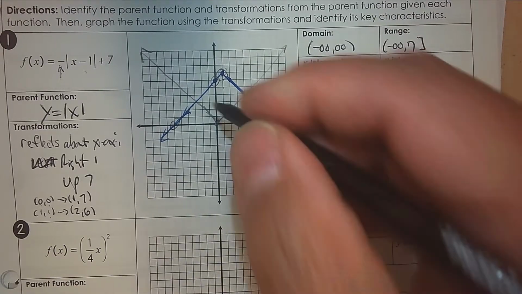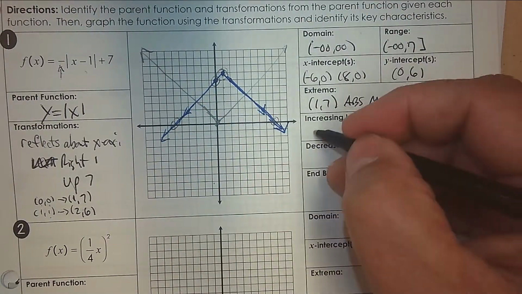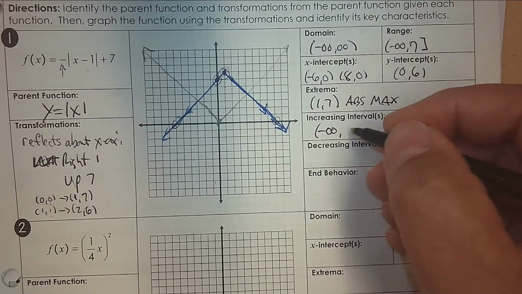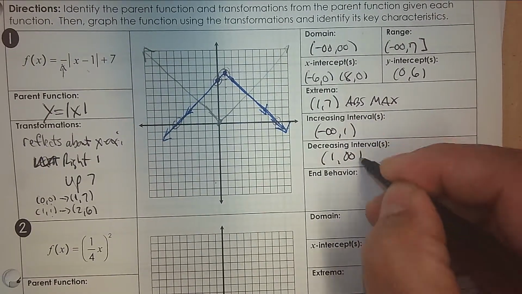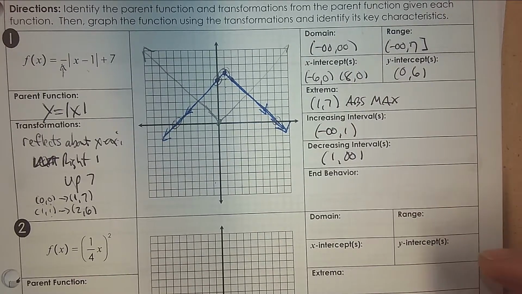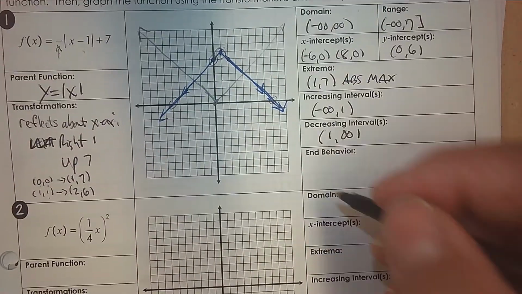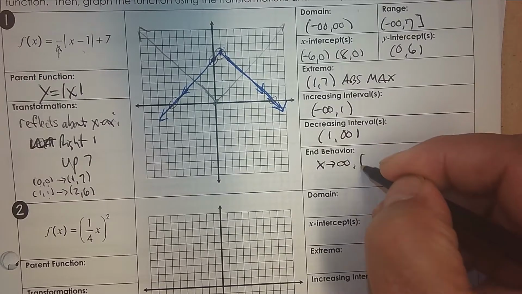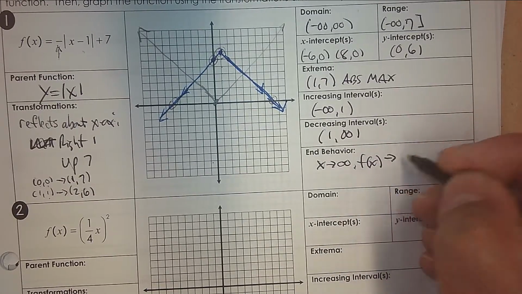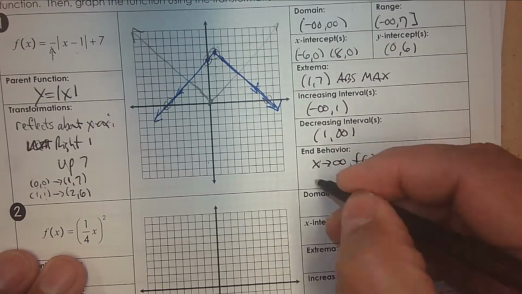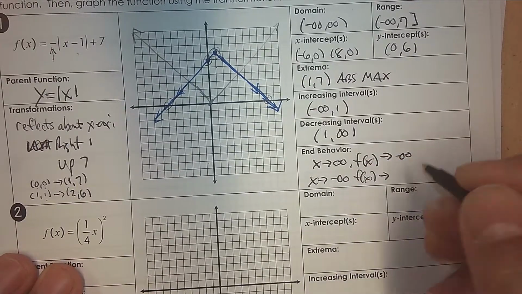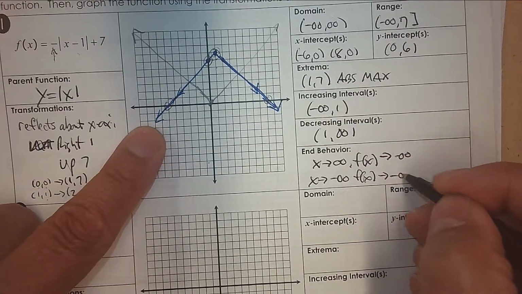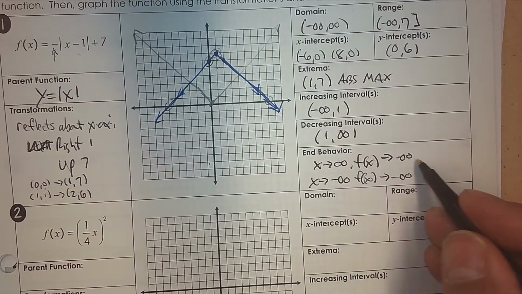Where is it increasing and where is it decreasing? So it increases from -infinity to 1, and it decreases from 1 to infinity using the x values. What's the end behavior? Well, as x approaches infinity, what does the function approach? It's -infinity. As x approaches -infinity, what's the function approaching? It's approaching -infinity. Fancy way to say the right end and the left end are going down.